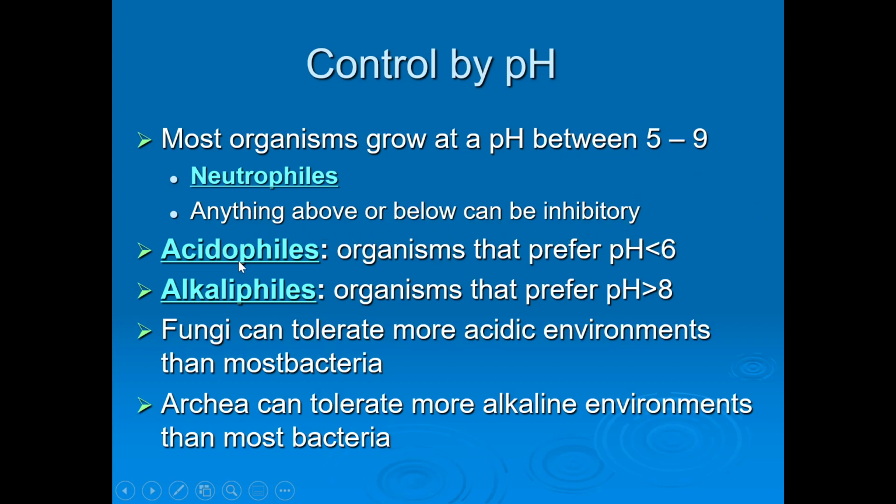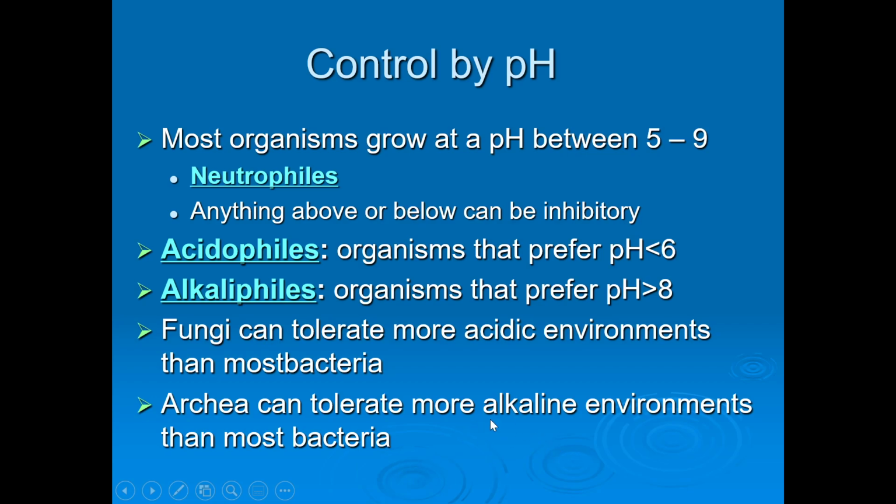So acidophiles are going to be ones that prefer below 6 pH, and then alkaliphiles are going to prefer an alkaline environment, which would be above 8. So that's basic or alkaline, whichever way you want to call it. So fungi are going to be able to tolerate more acidic environments than most bacteria. So they're going to be acidophiles, and then archaea are going to be able to tolerate more alkaline environments.